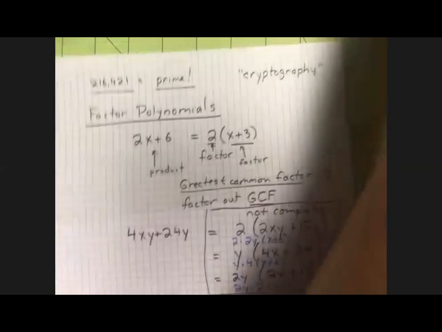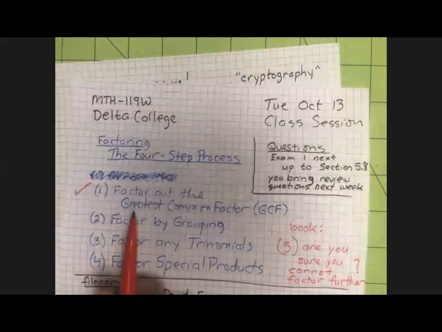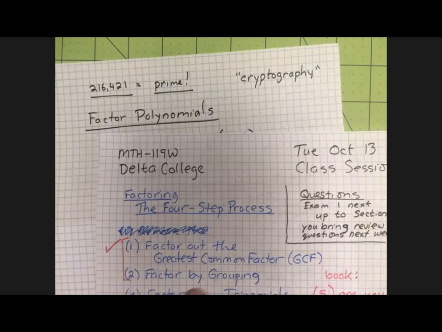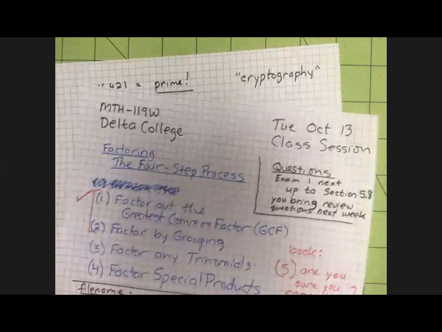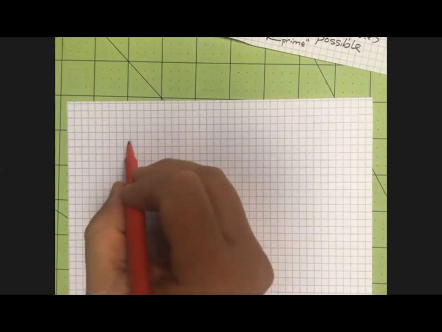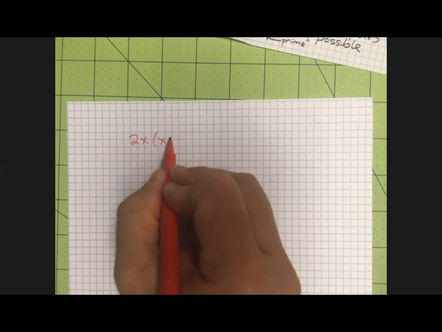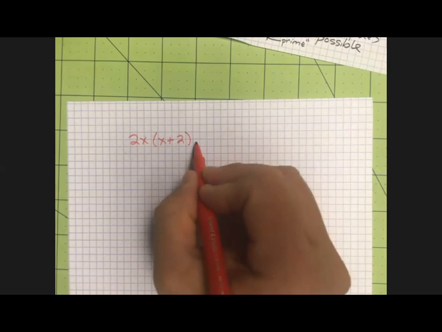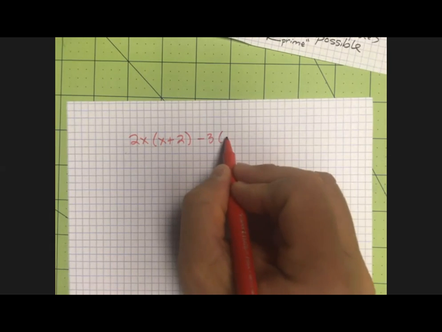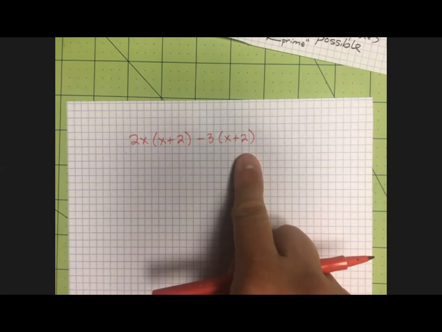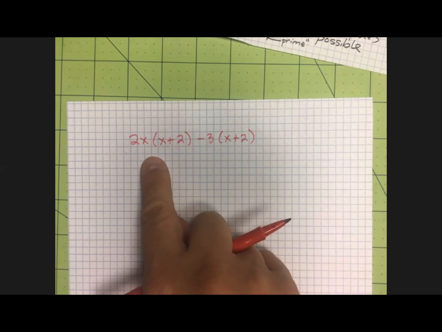So step number 1, greatest common factor. Factor it out. Step number 2, factor by grouping. And this is also, in a way, looking for common factors. Let me show you. So if I had something like 2x times x plus 2 minus 3 times x plus 2. Now just hang on to this for a second, because I'm showing you this because I'm preparing you for the next one I'm going to write.